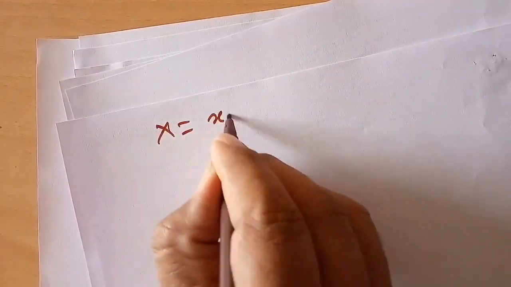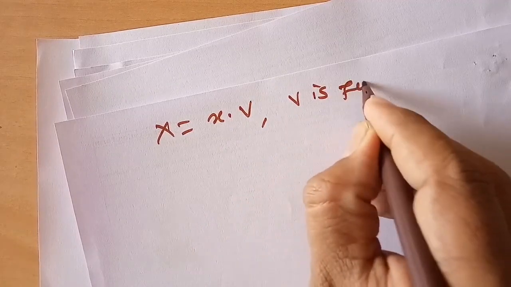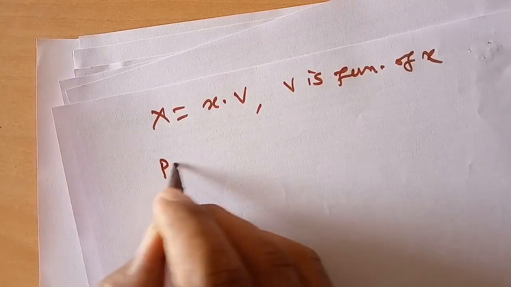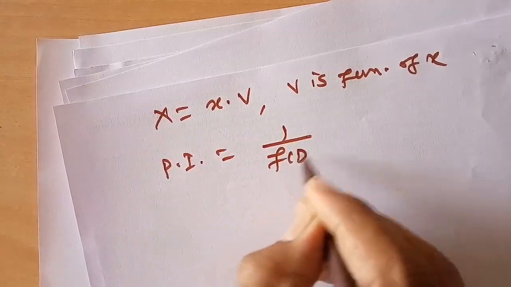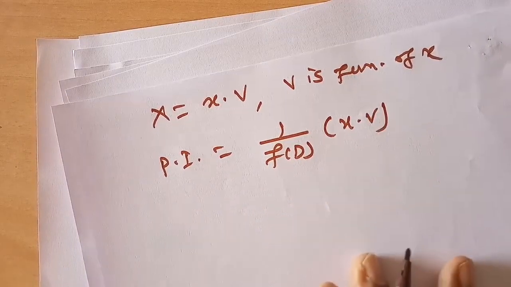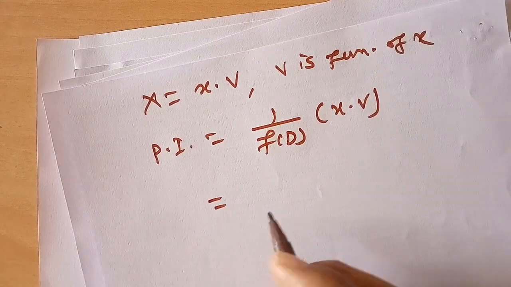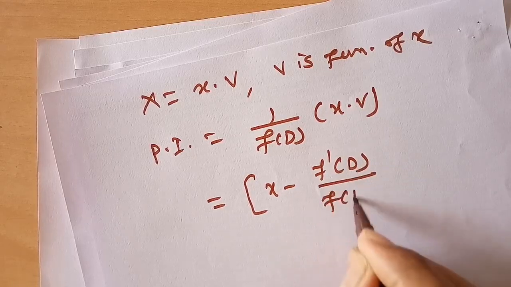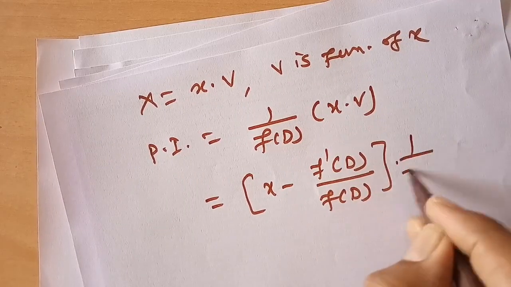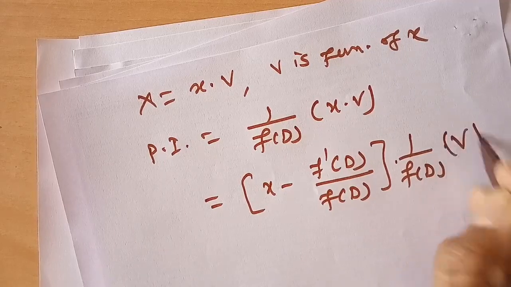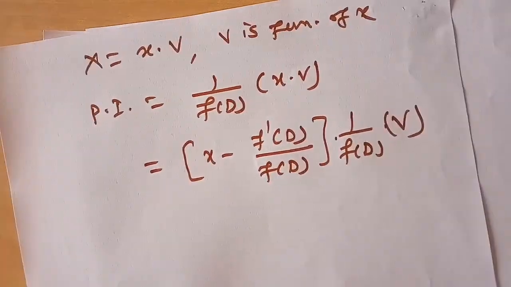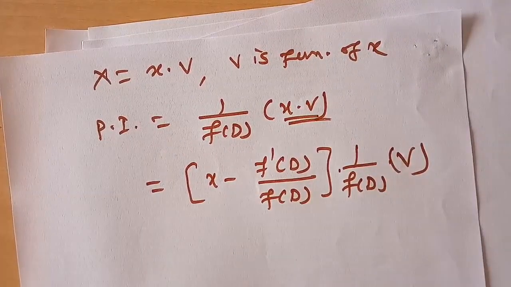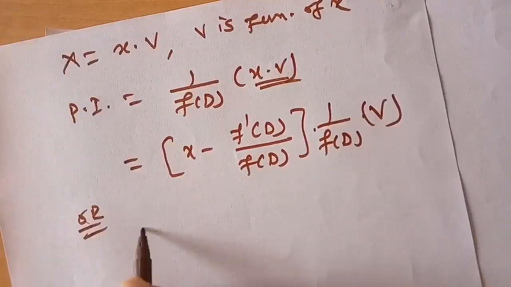If our function is x into V, again V is a function of x, then here PI is 1 upon f(D) for x into V, which is equal to, we can write the formula, x minus f'(D) divided by f(D) into 1 divided by f(D) into V. This is our formula when our PI is for this function. Or sometimes this formula we can write in this way also.